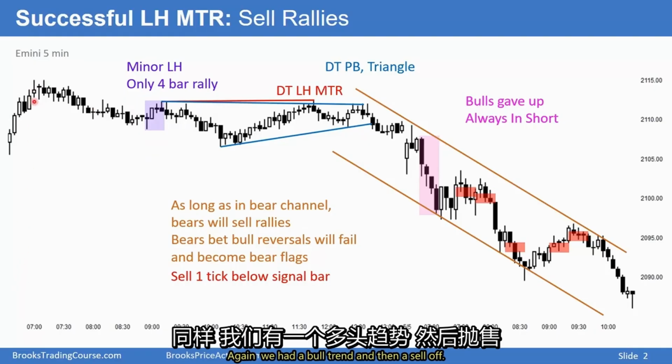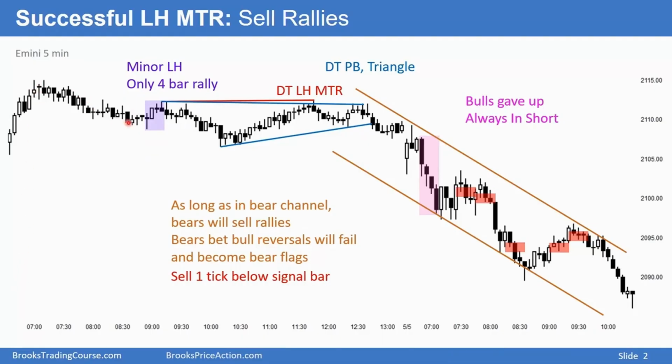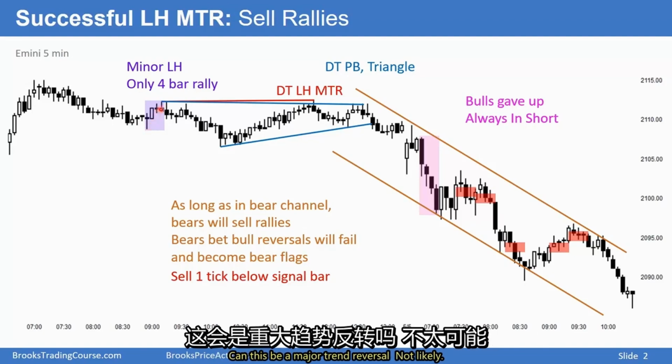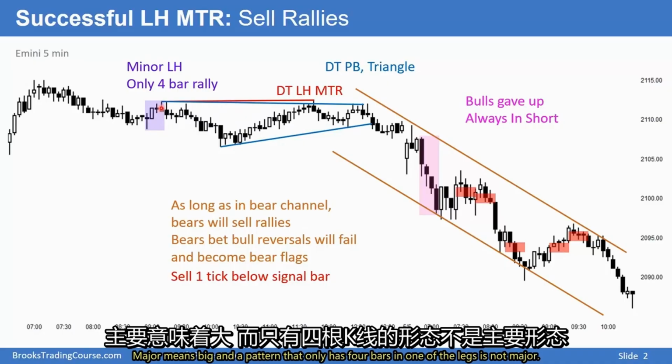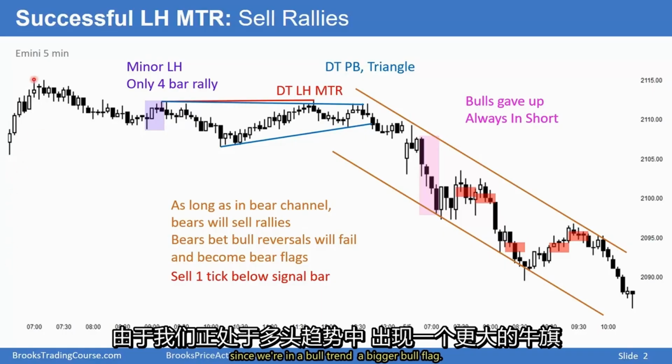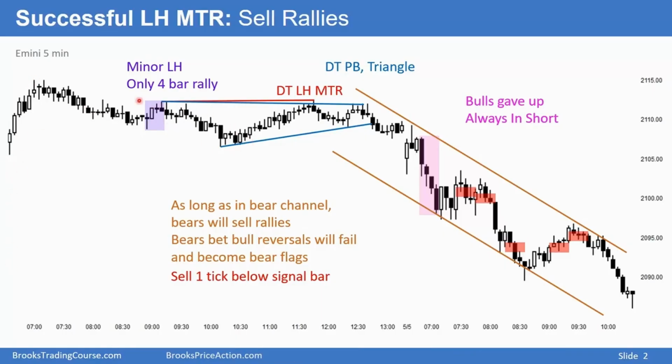Again, we had a bull trend and then a sell-off. The rally lasted only about 4 bars from this low. Can this be a major trend reversal? Not likely. Major means big, and a pattern that only has 4 bars in one of the legs is not major, it's minor. It either leads to a trading range or, in this case, since we're in a bull trend, a bigger bull flag.